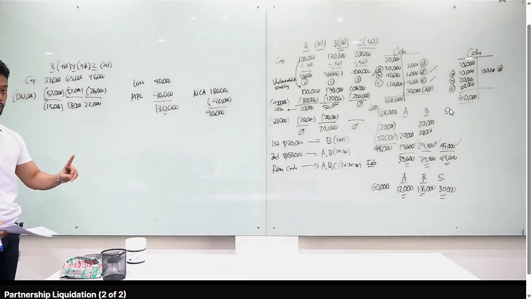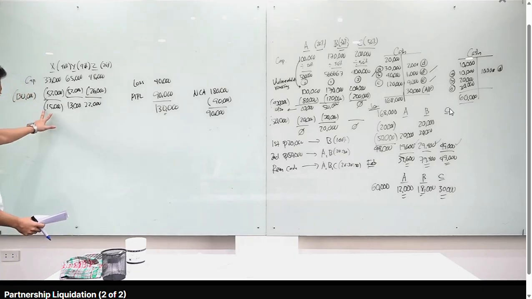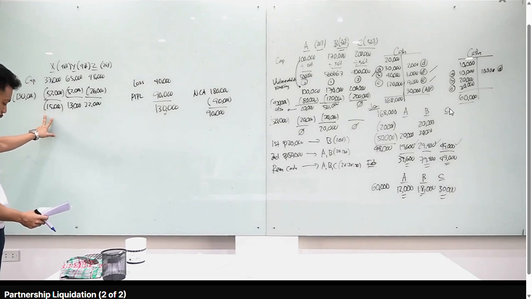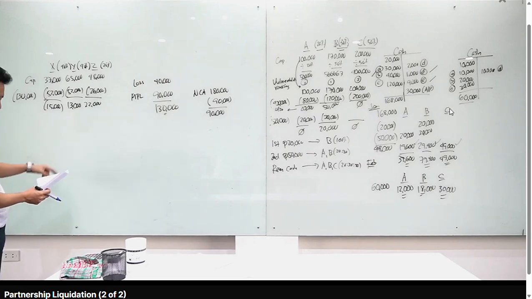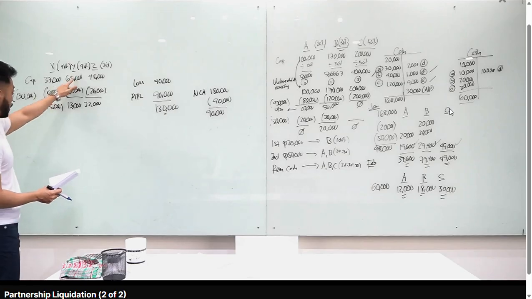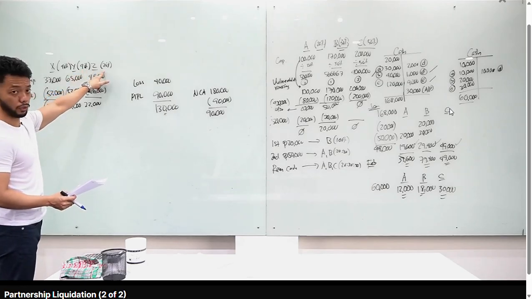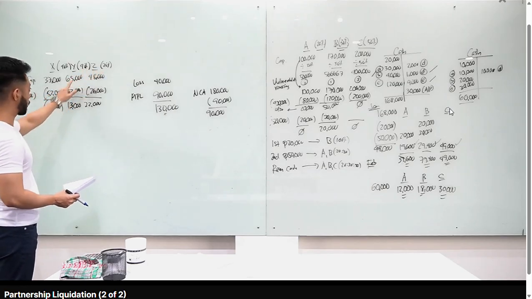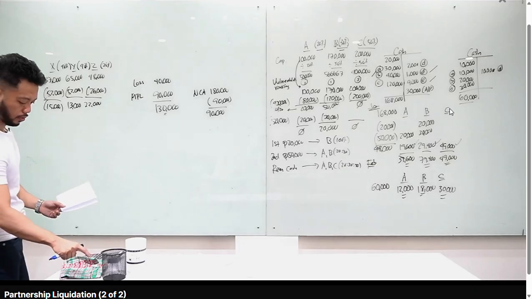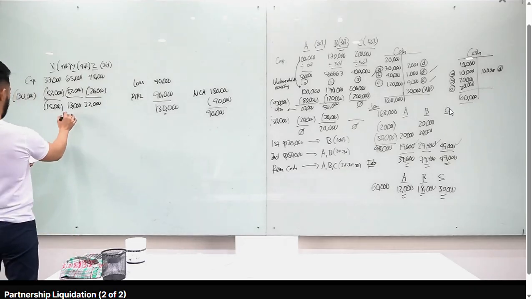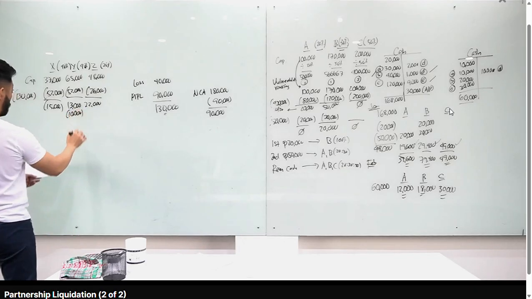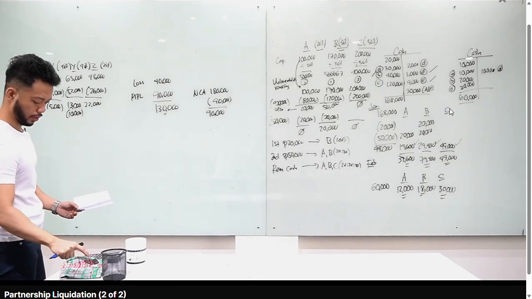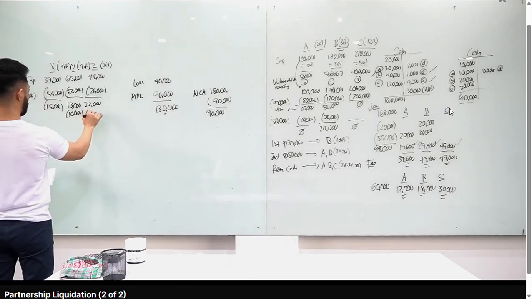If the problem is silent, the assumption is insolvent. Therefore, Y and Z have to absorb the negative balance of partner X. How? 15,000 times, how much is remaining? 40, 20, or 60. 15,000 times 40 over 60, partner Y absorbs 10,000. 15,000 times 20 over 60, partner Z absorbs 5,000.